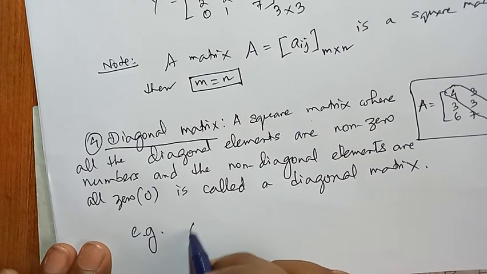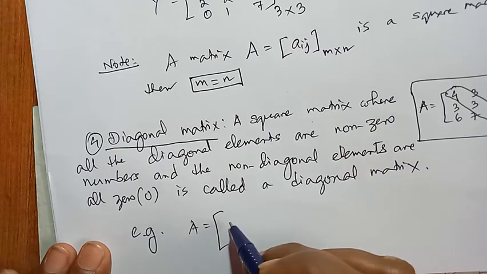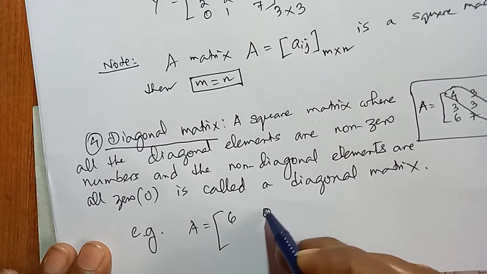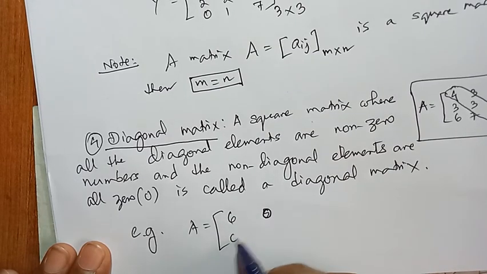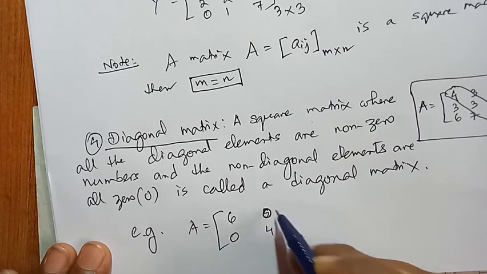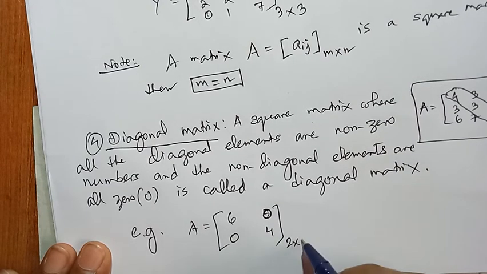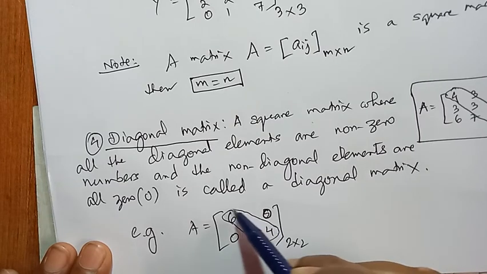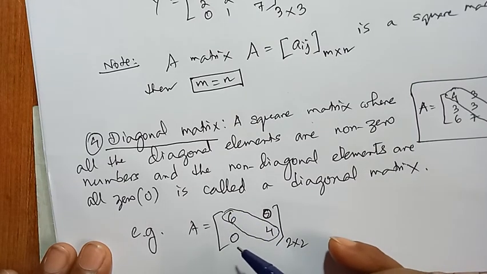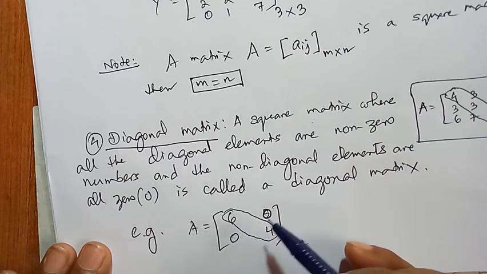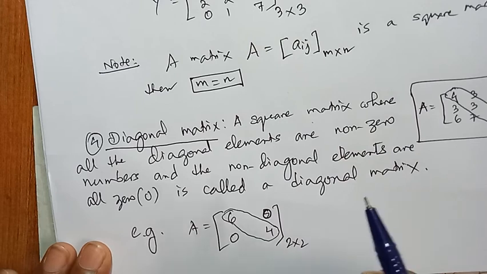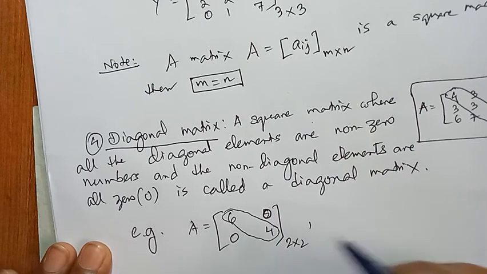For example, matrix A: 6 5, this should be 0 and here 0 4. See, this is a square matrix of order 2 by 2 and these two diagonal elements are non-zero numbers, and the other elements, those are called non-diagonal elements. Non-diagonal elements must be 0. This is a diagonal matrix.